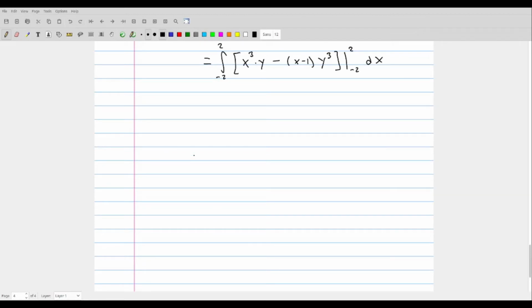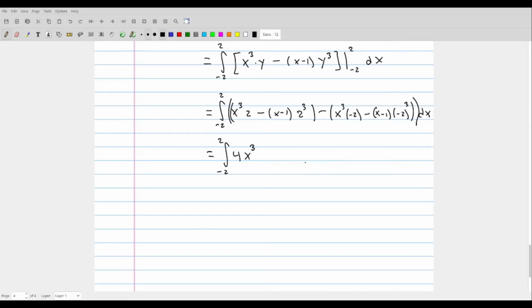This integral now, when we plug in, will be the integral from -2 to 2 of x cubed times 2 minus x minus 1 times 2 cubed, minus x cubed times -2 minus x minus 1 times -2 cubed, which simplifies to the integral from -2 to 2 of 4 times x cubed minus 16 times x minus 1.